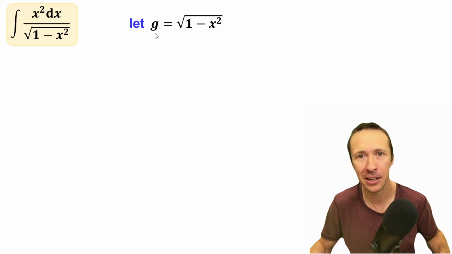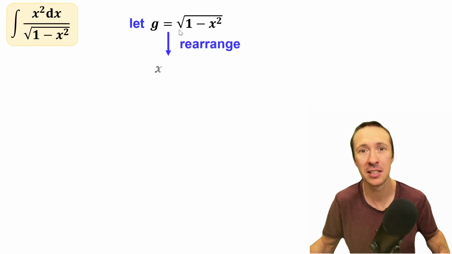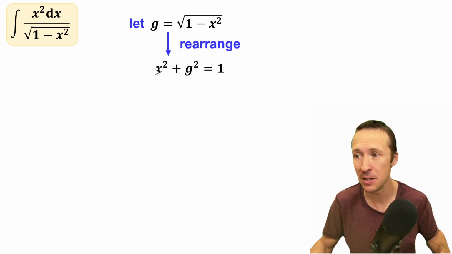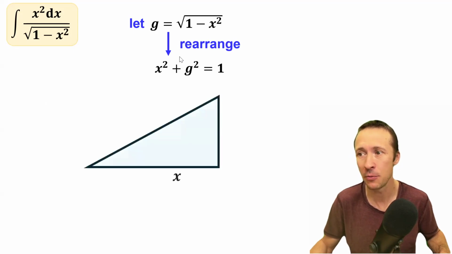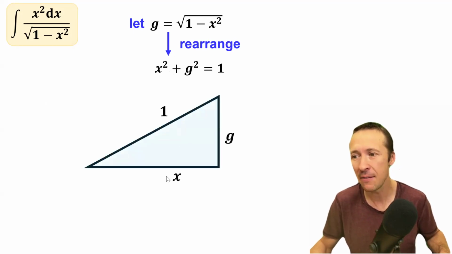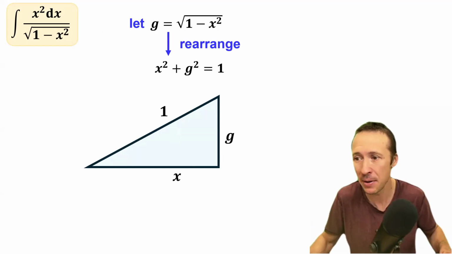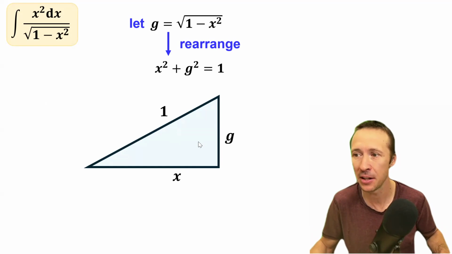And then the trick here is to rearrange this equation such that it looks like the equation for a right triangle. A squared plus b squared equals c squared. So in this case, the 1 is in the hypotenuse if we draw the triangle, and you can have the x or the g on either side. It really doesn't matter. I'm just picking the x on this side. Sometimes I put it on the other side.